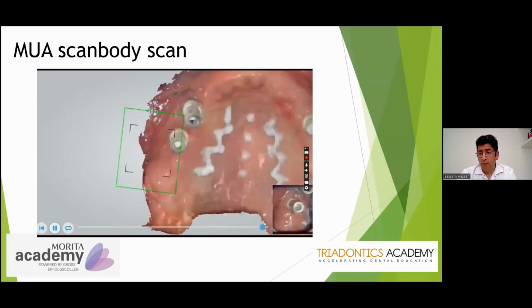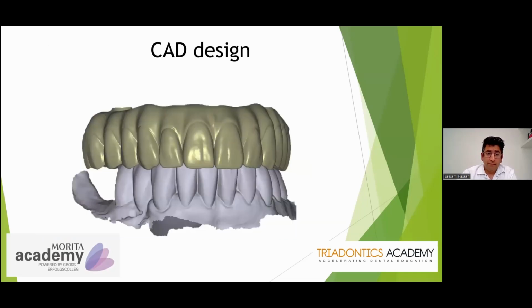So if you jump from one scan body to the next and they are identical, they will just confuse the scanner as to which scan body you are actually scanning at this point. So you always have to scan, go back to the palate, scan again, go back to the palate, and scan again. And then you can design.